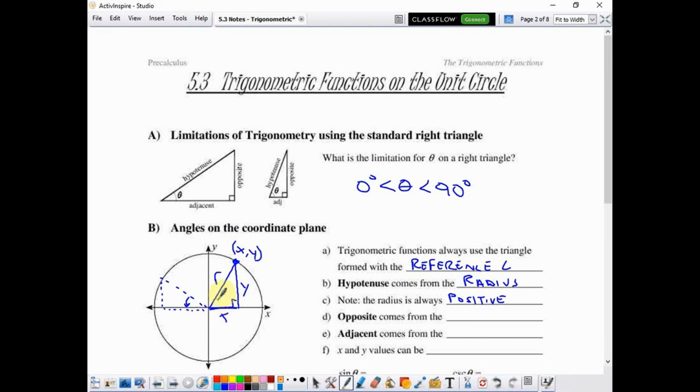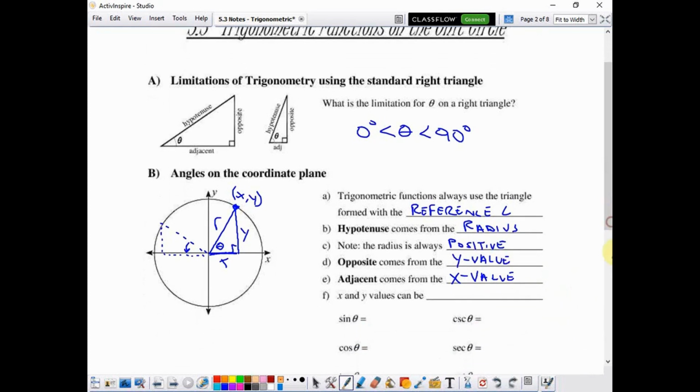Now from this angle right here, we'll call that theta. The opposite leg is the y value, and the adjacent leg is the x value. The x and y values can be positive or negative. For x values, left would be negative, right would be positive. For y values, up is positive, down is negative.